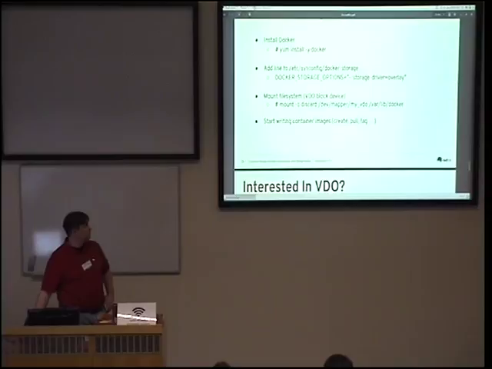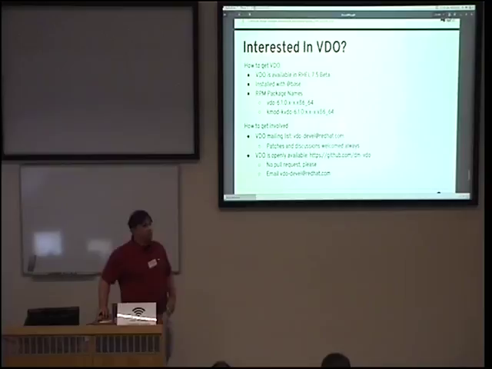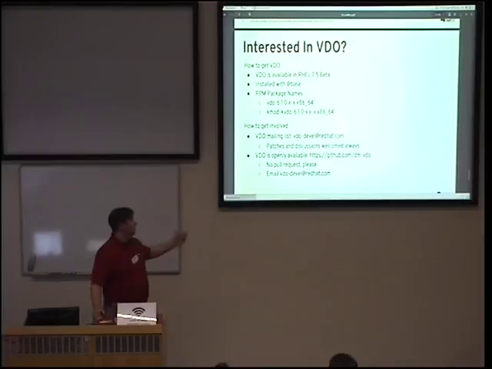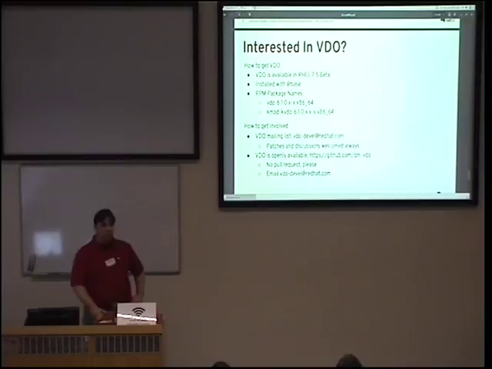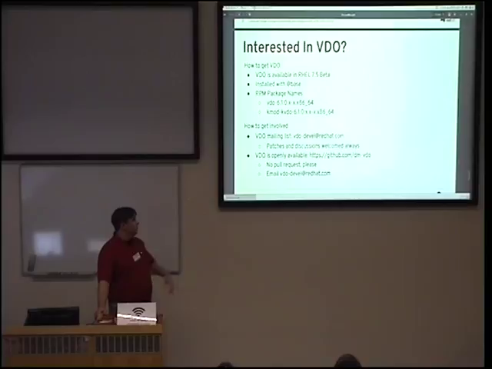VDO is part of a company called Permabit Technology Corporation, which was acquired by Red Hat in July of this year. We've open sourced our software at GitHub. We have a mailing list, which is vdodevel@redhat.com. We're definitely interested in people's comments and thoughts. We're currently not doing any pull requests, but we definitely want to participate in conversation and discussion, and so those along with patches are welcome.